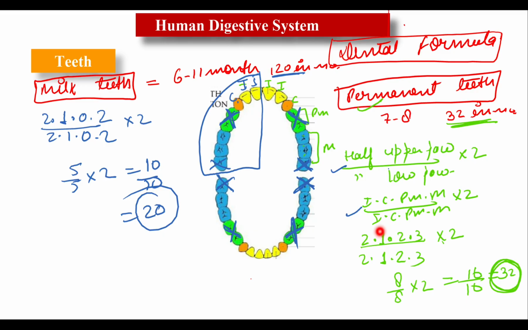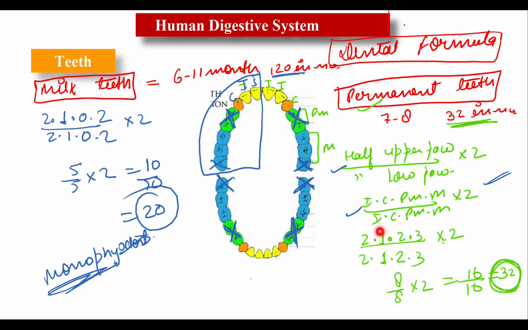Means to say these are the teeth that will appear only one time in their life, and these are known as monophyodont. Mono means to say that they appear only one time, while these are the teeth that appear two times in their life, which is known as diphyodont. Clear to everyone?